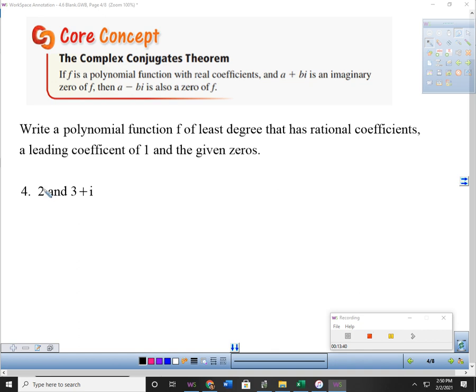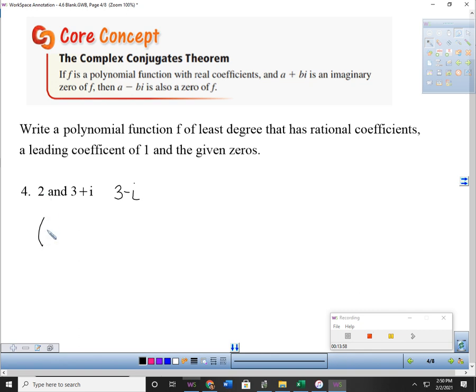So I've got 2 as a 0, and 3 plus I is a 0. So that means that the other one would be 3 minus I. So in the end, I have 3 zeros, which means the degree of my polynomial in the end should be a 3, right? Because I have 3 solutions. So I'm just going to work backwards.